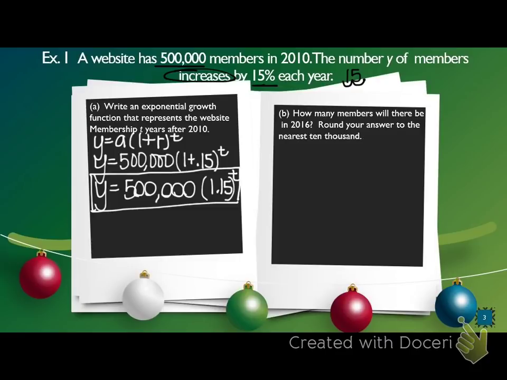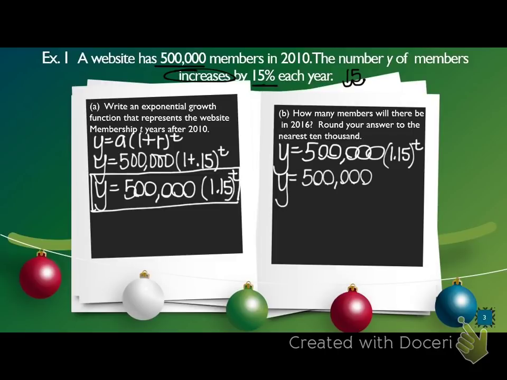Now, letter B says, how many members will there be in 2016? So I'm going to take this function that I wrote, and I'm going to bring it over here, remembering that it's 1.15 raised to the power of t. Now this time I can figure out, I know the initial membership was in 2010, and it's asking me how many members there will be in 2016. So from 2010 to 2016, we know that 6 years have passed. So T is going to be 6.